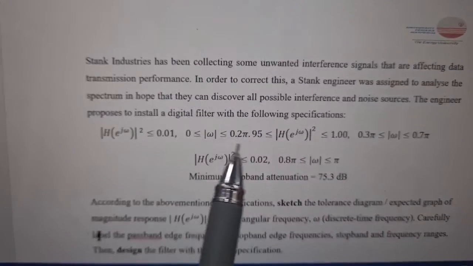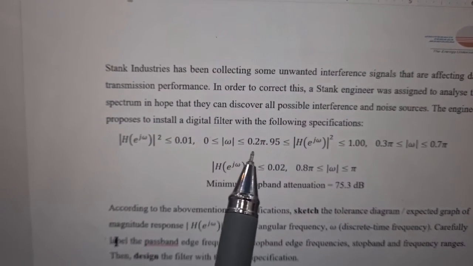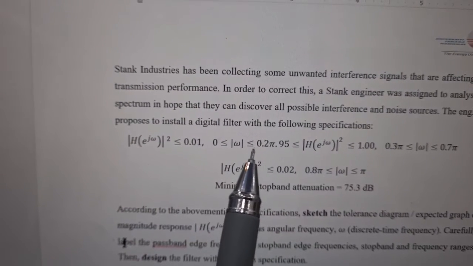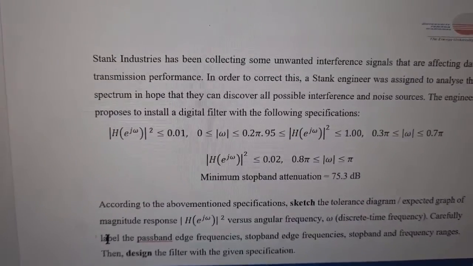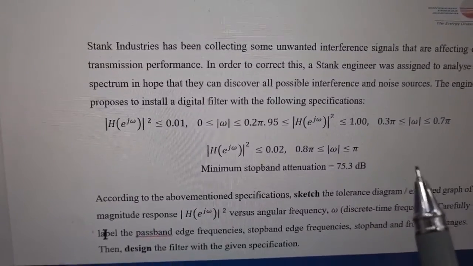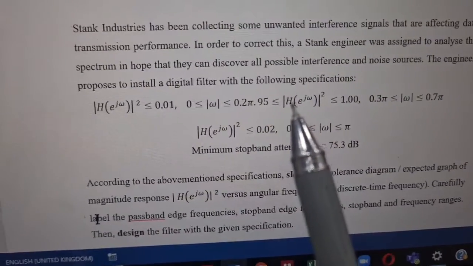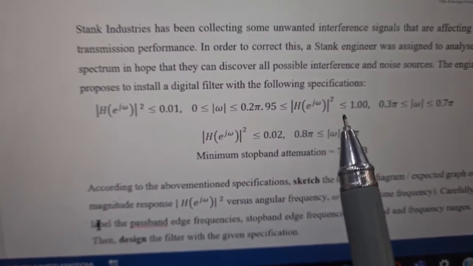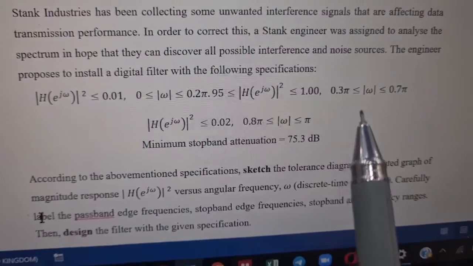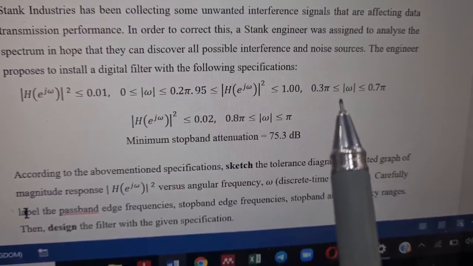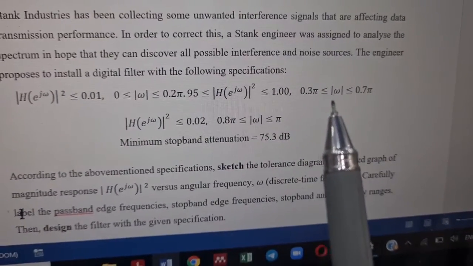So for the frequencies that comprise from 0 to 0.2π, and the other limit is |H(e^jω)|² greater than 0.95 and less than 1.00, and the other limit is ω in the interval of 0.3π to 0.7π.